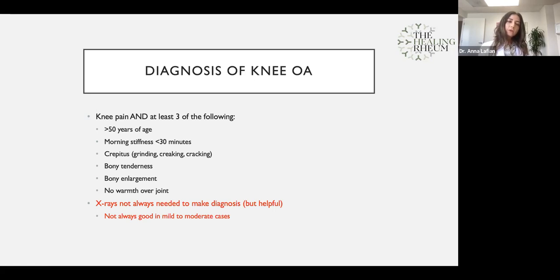So usually osteoarthritic joints are cooler to touch as compared to some of these other inflammatory arthritis conditions. And it's interesting that an X-ray is not necessarily mandatory to make the diagnosis, but it's very helpful. Although sometimes in mild to moderate cases, an X-ray won't show as much progression, and so the patient's symptoms might be overlooked a little bit. So in earlier situations where there's osteoarthritis, you don't always need the X-ray to make the diagnosis. If you meet this criteria up here, then there's a high likelihood that you have osteoarthritis in the knee.